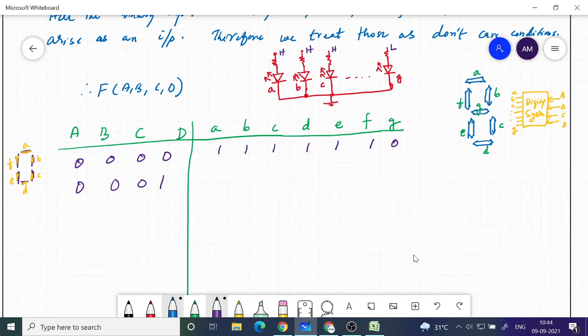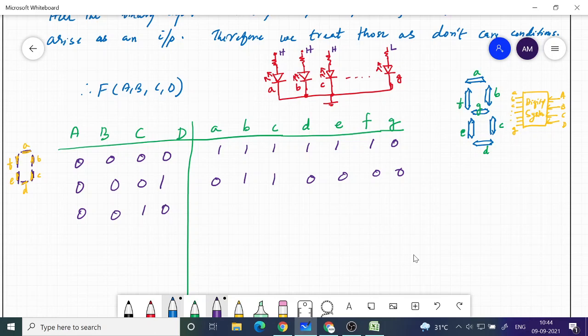BC. BC, correct. Usually we do BC illuminated, all other off. Okay, so 0, 0, 1, 0. This is a practical problem. Okay, so far we did some random functions, but now we see that we get a practical problem, and out of the practical problem we have a digital boolean function coming out. Okay, next one, 1, 0.